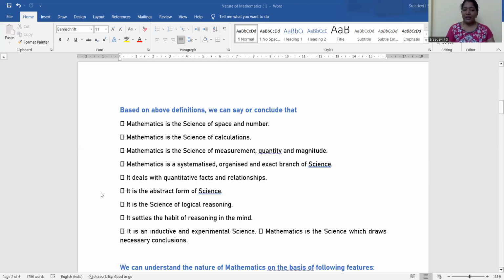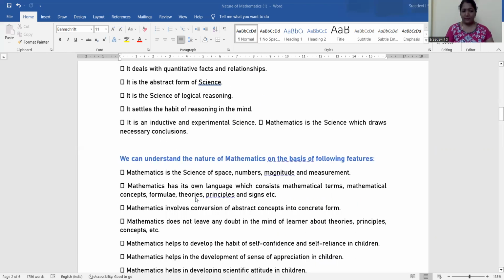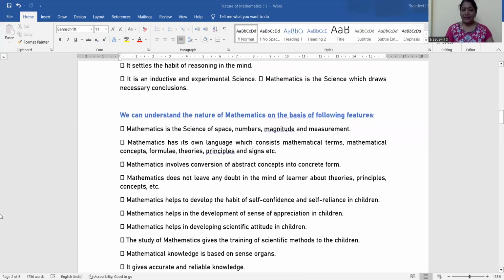See, according to the definitions that we have learned just now, we can have the conclusions. Mathematics is science of space and number, science of calculations, science of measurement, quantity, magnitude, and it is a systematized, organized, and exact branch of science. And it is quantitative, facts, and relationship. It is an abstract form of science. The science of logical reasoning, habit of reasoning in the mind, it can cultivate an inductive experimental science, and mathematics is a science which draws necessary conclusions. Okay, and also we can understand mathematics is science of space, numbers, magnitude, and measurement.